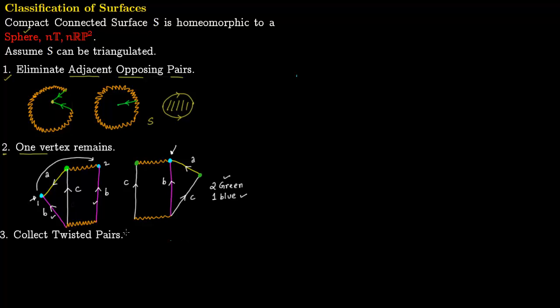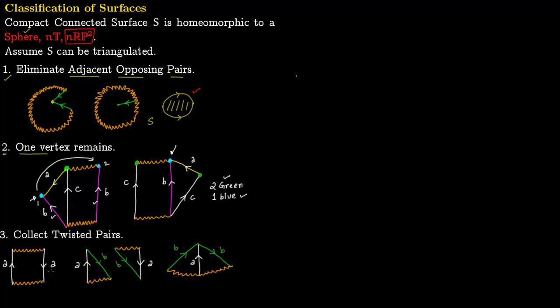So step 3 is to collect twisted pairs. So you have A and A like this, and then what you do is you make a cut here. So you make a cut like this, B. So this triangle is right here and this triangle is right here. Then we identify these two A's together. So this edge is identified with this edge.